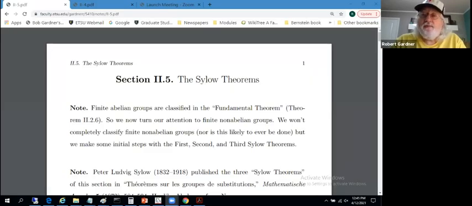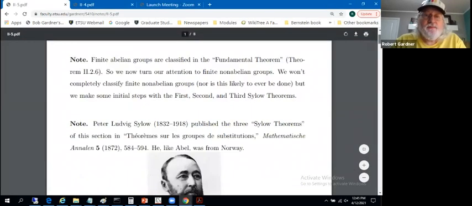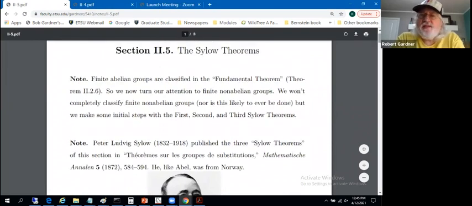Welcome to the Sylow theorems. So let's go through section 2.5 on the Sylow theorems. Now we've classified finite abelian groups. We classified finitely generated abelian groups.